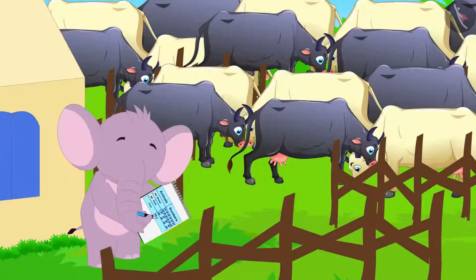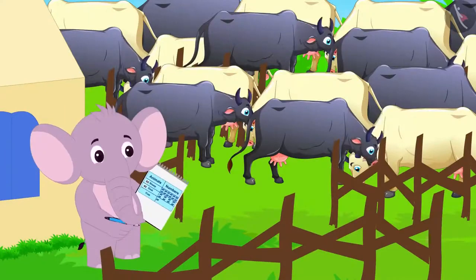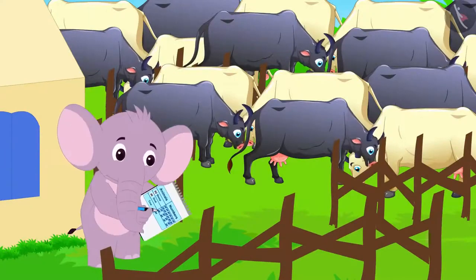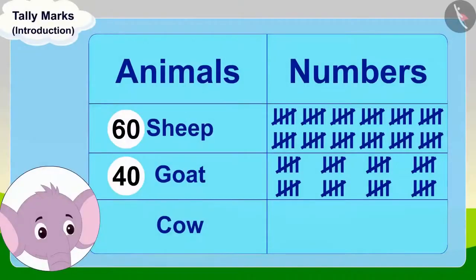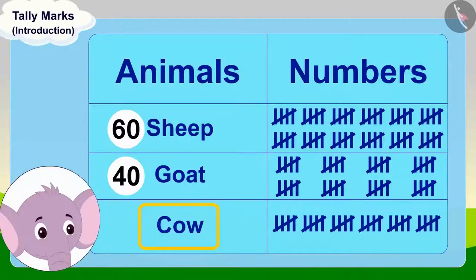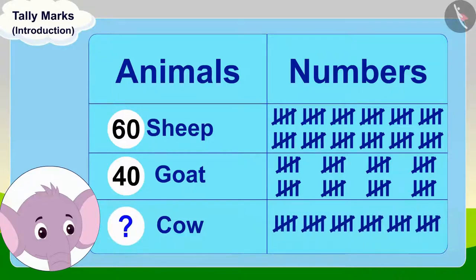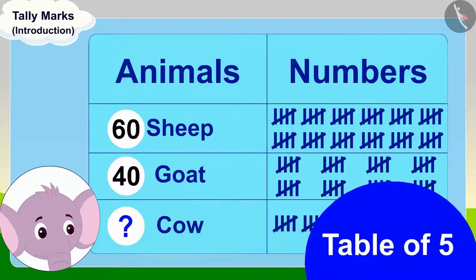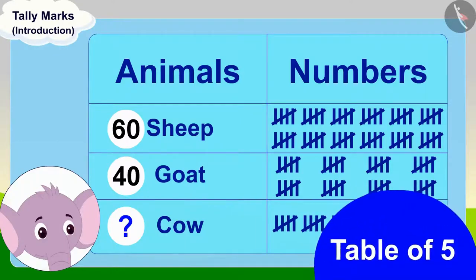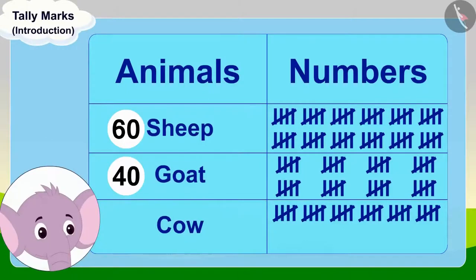Appu now finally counted his cows using tally marks. Appu has drawn tally marks in this way to count his cows. Children, do you know another method of counting these tally marks quickly? We can also count them very quickly by using the table of 5. Let's see how many cows Appu has.